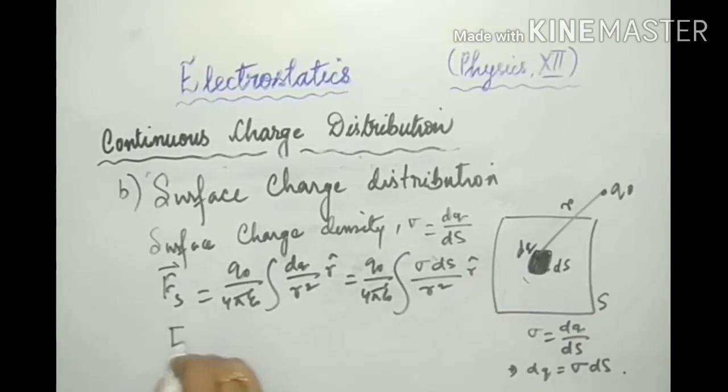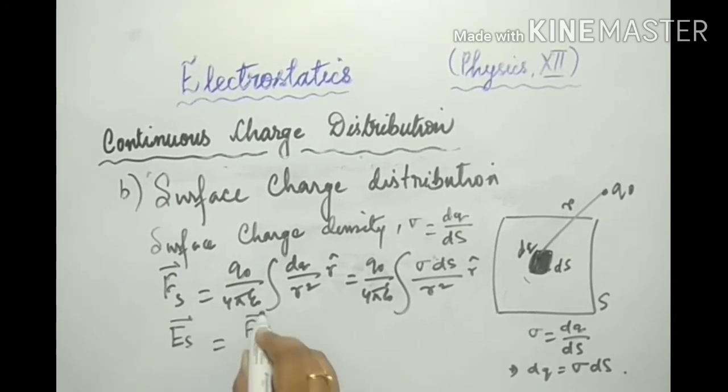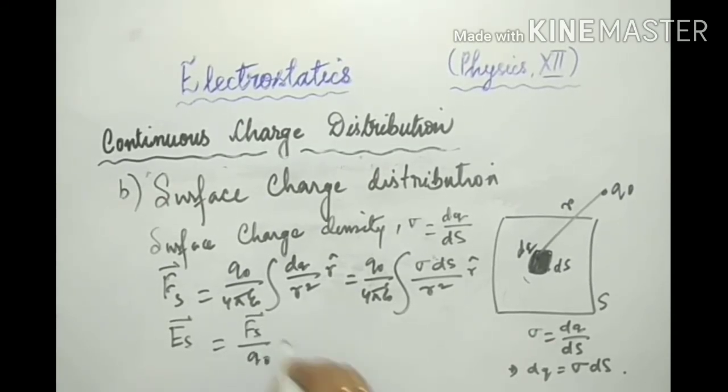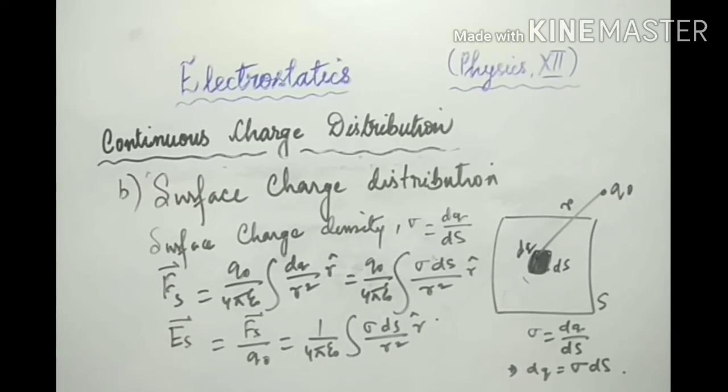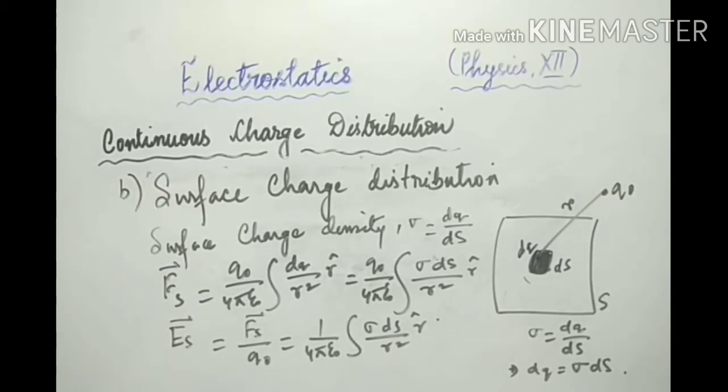And how can we get the electric field? Electric field is F of S vector by q naught. So q naught will get cancelled if you divide F of S by q naught. So it will be sigma ds by r square, r unit vector. So this is how you can represent a surface charge distribution.